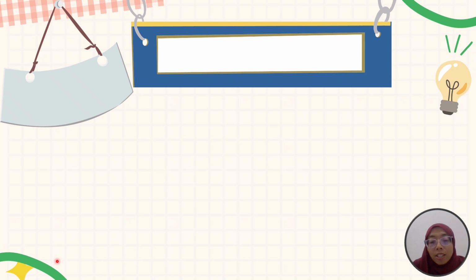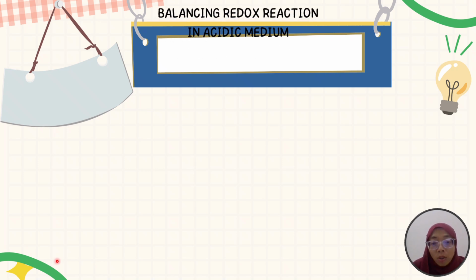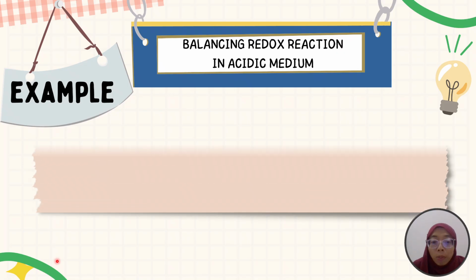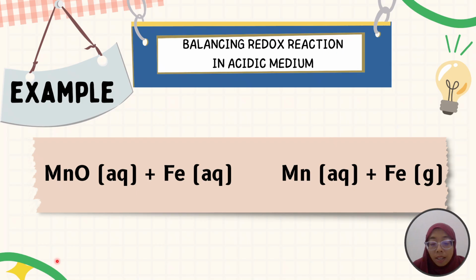Okay. Just now, we learned about the steps on balancing redox reaction in acidic medium. So we go for the example, how to balance a redox reaction. Okay, the equation is permanganate ion plus ferrous ion producing manganese ion and ferric ion. Okay, so how to balance this redox reaction?